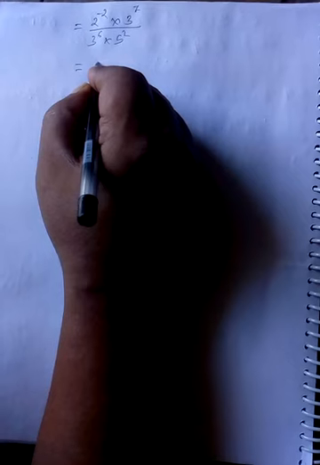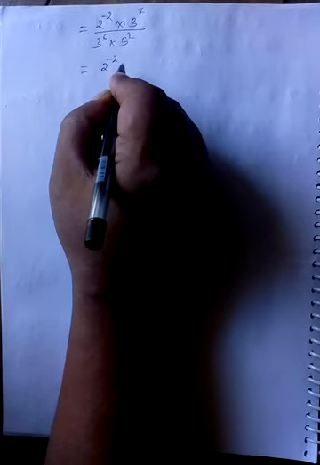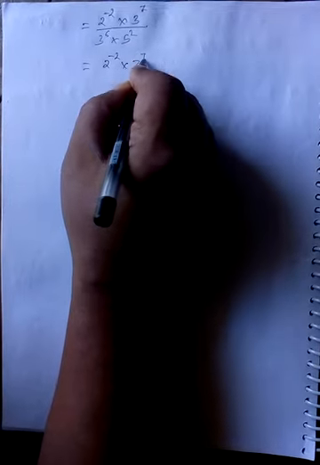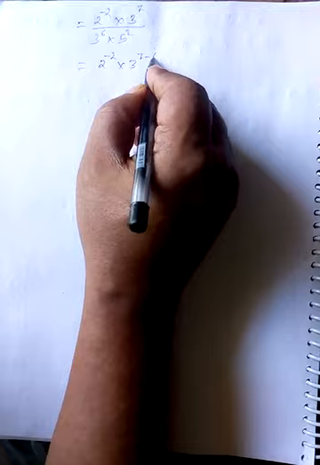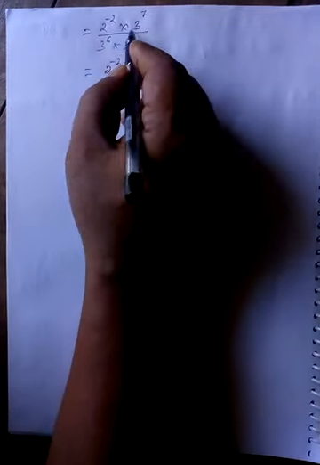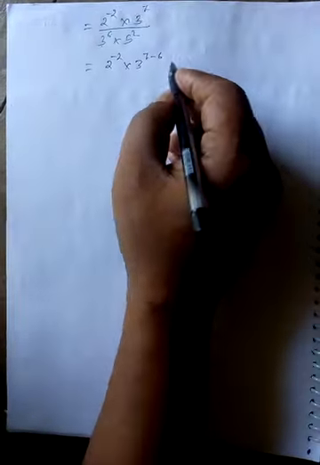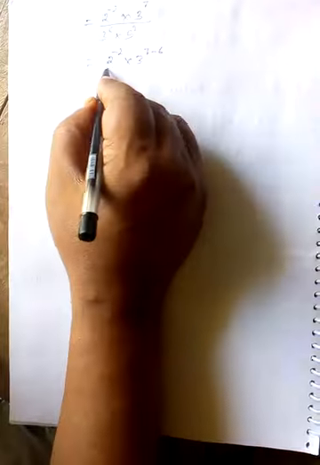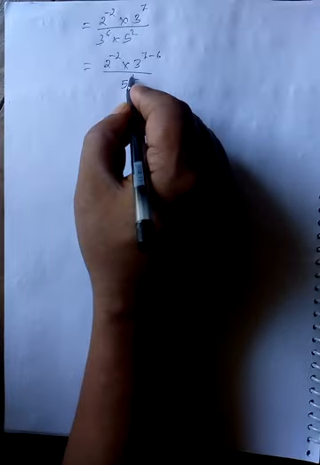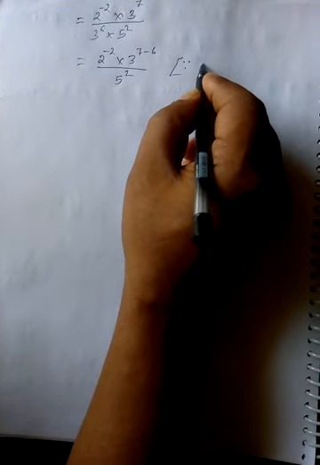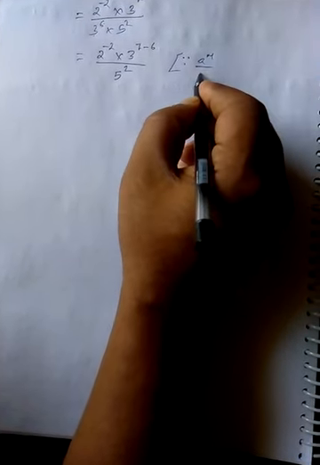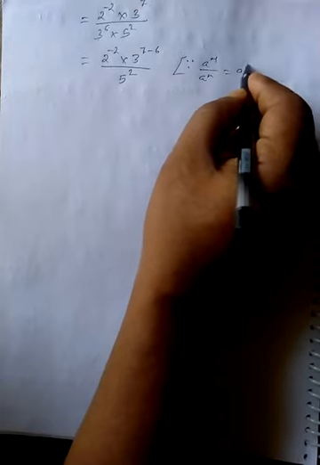It becomes 2 raised to the power minus 2 into 3 raised to the power 7, and this 3 raised to the power 6 will be brought to the numerator side, so the exponent becomes minus. Since these two bases are the same, exponents will be subtracted, because the same base is divided here, upon 5 raised to the power 2. Here also we will use the law which I have used: a raised to the power m upon a raised to the power n is equal to a raised to the power m minus n.